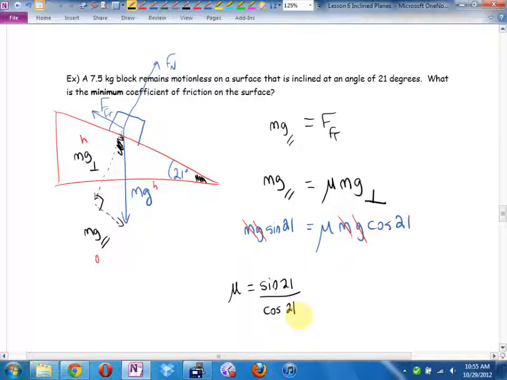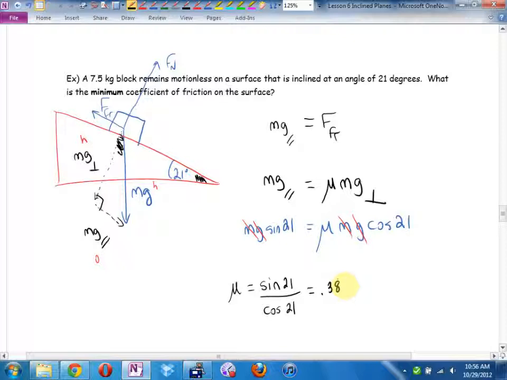For what it's worth, and I don't memorize this, but as it turns out, it's the tangent of the angle if you want the minimum coefficient of friction. There's one application of tangent, kind of the ugly cousin. Anyhow, what is sine 21 divided by cos 21? 0.38? Units? None. That's the minimum coefficient of friction.